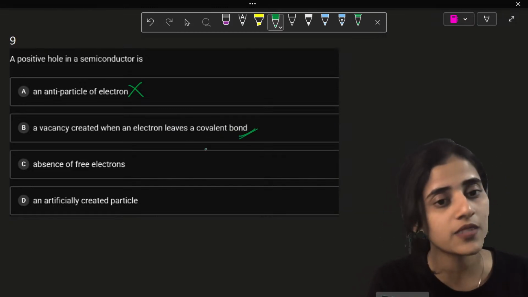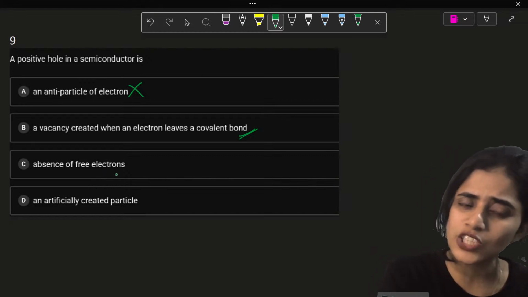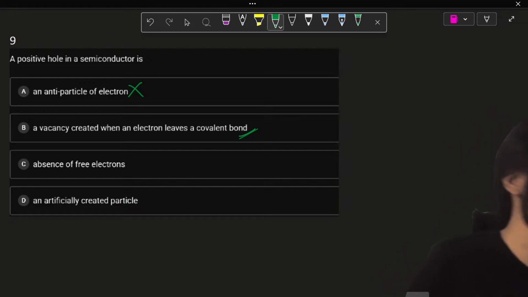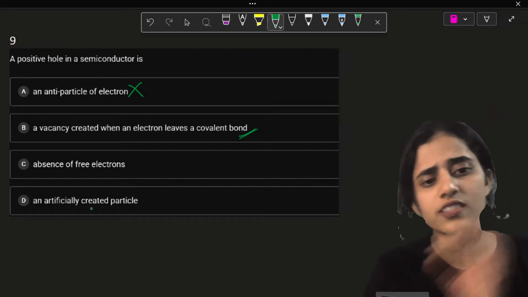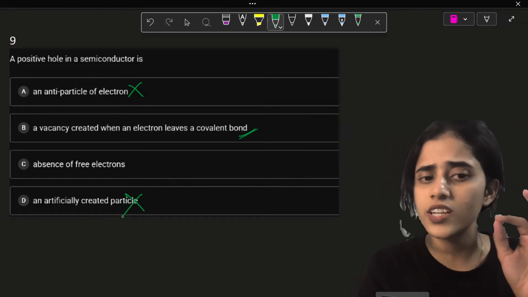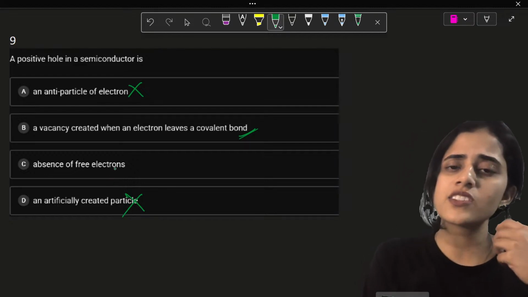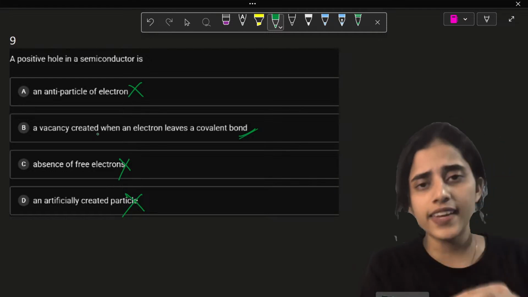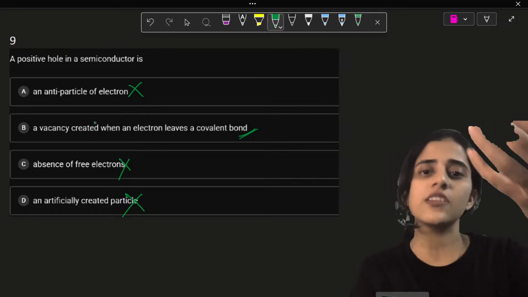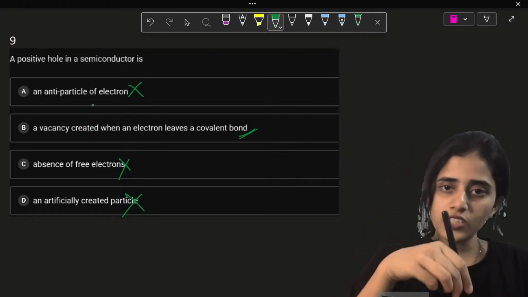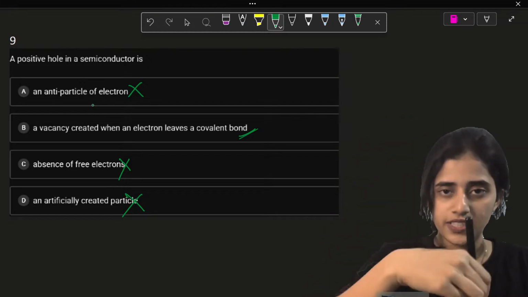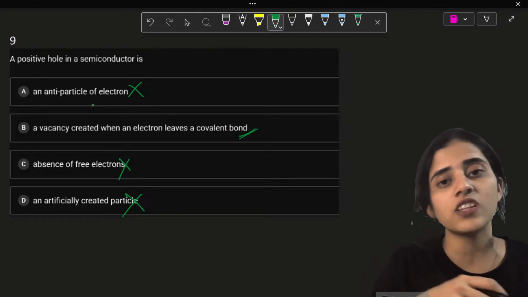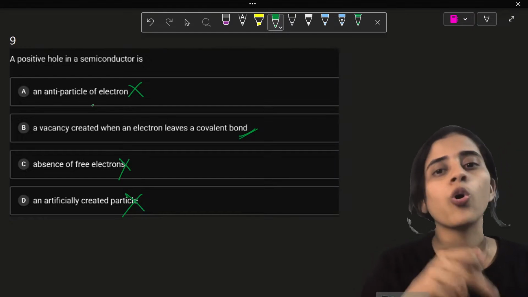This could be correct. Absence of free electrons? No. An artificially created particle? Definitely no. You don't create particles. And it's not the absence of a free electron. It is a vacancy created when an electron leaves. So when an electron is here and it leaves that particular position, that position converts itself into a hole. That's how holes are generated.